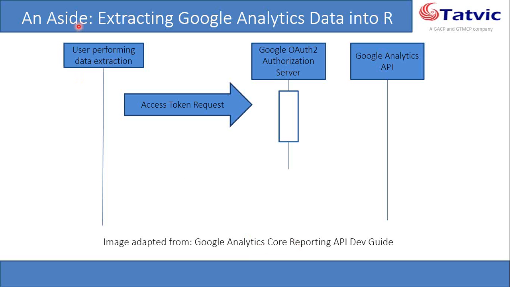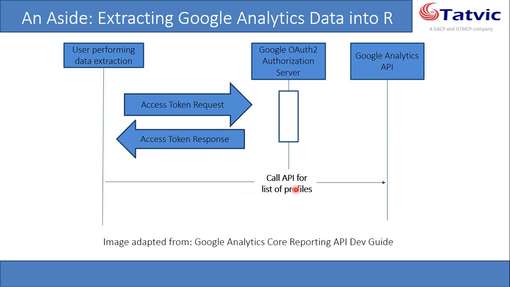So assume that this is us. We are trying to extract data from our Google Analytics account, and we will be using the API. The API is just a gateway that is guarding the Google Analytics data. The first step is authentication. We need to authenticate ourselves. This is done by passing an access token request to the Google server. The Google server in return gives us a response, and this completes the authentication.